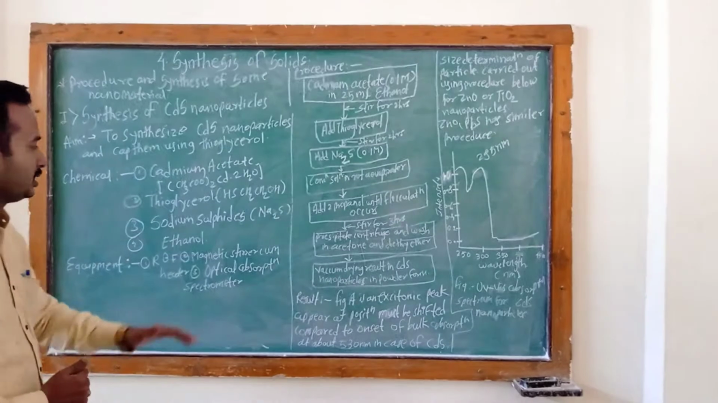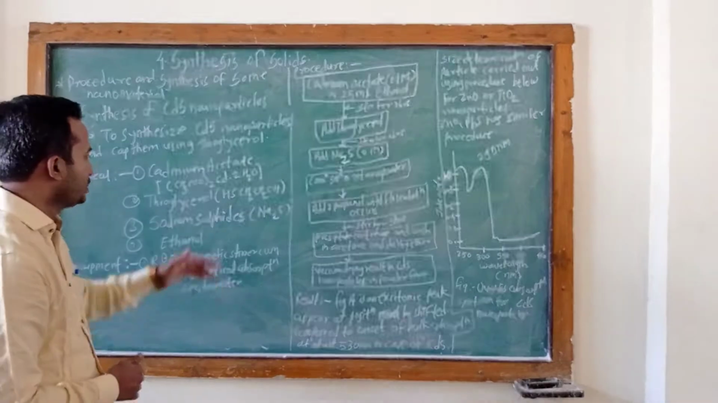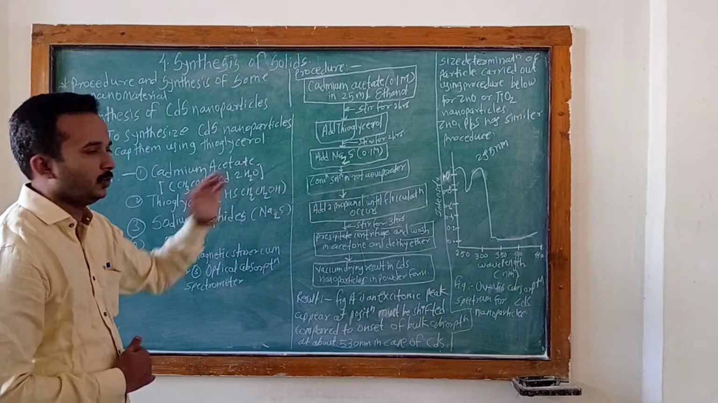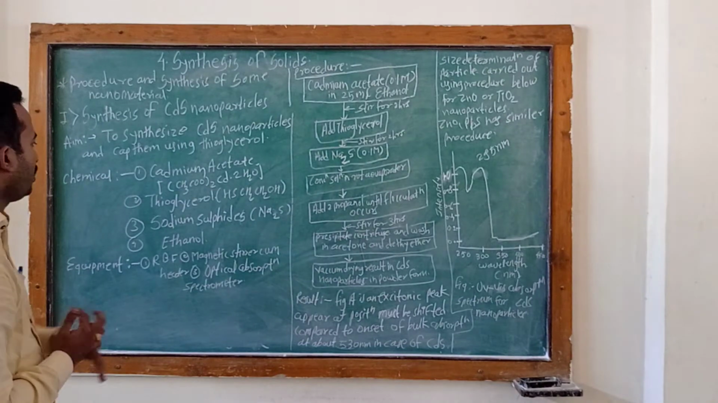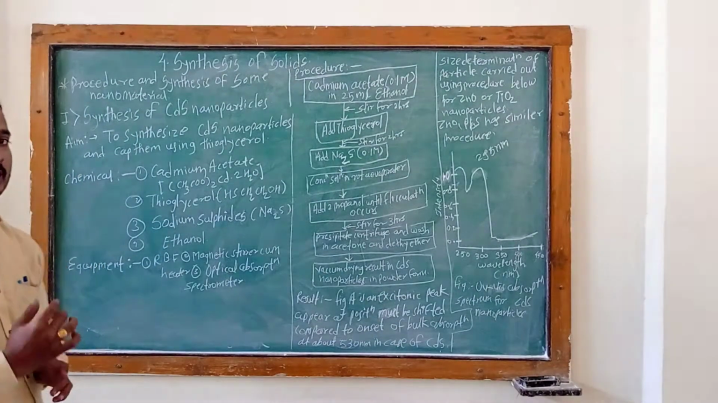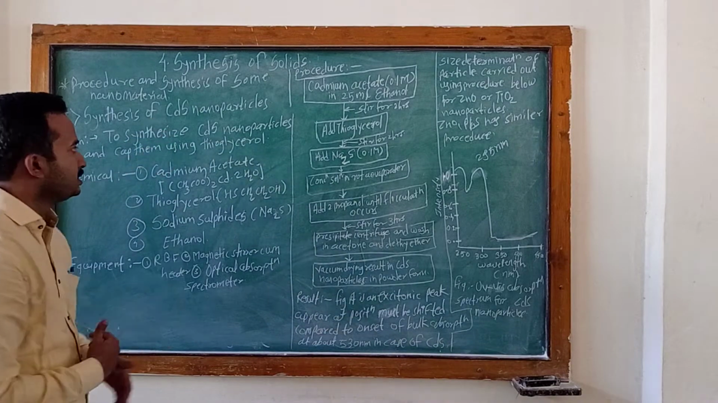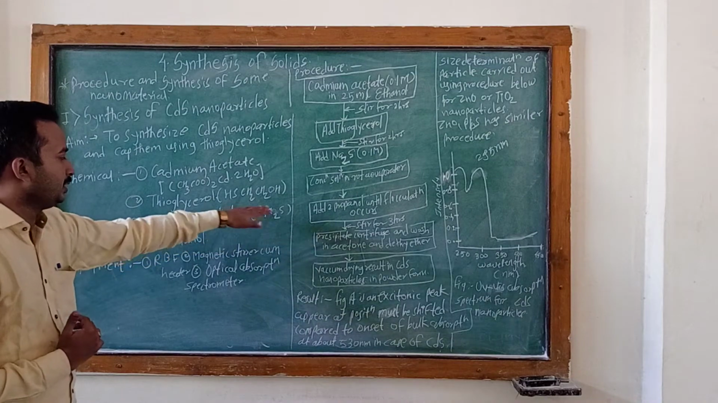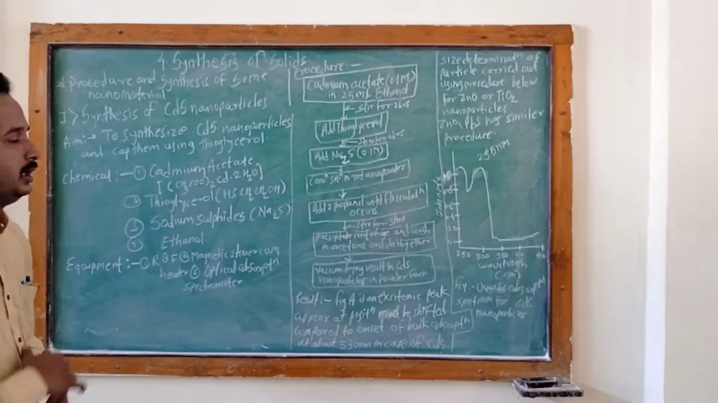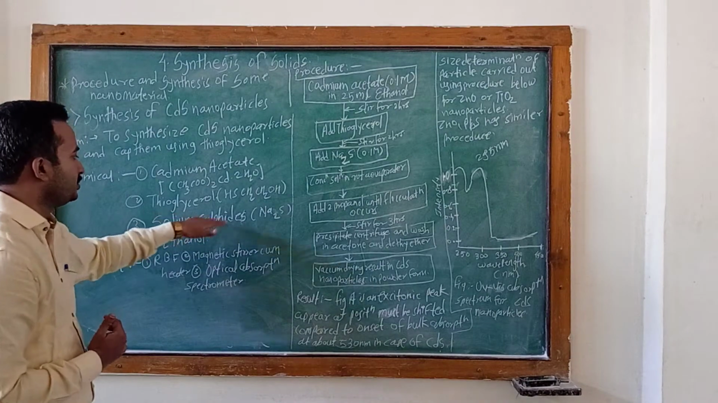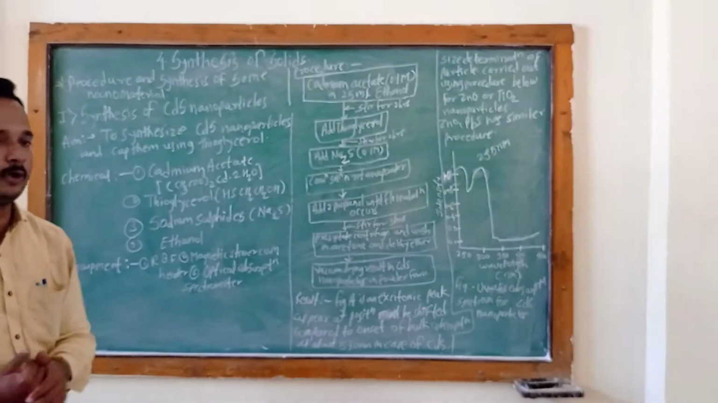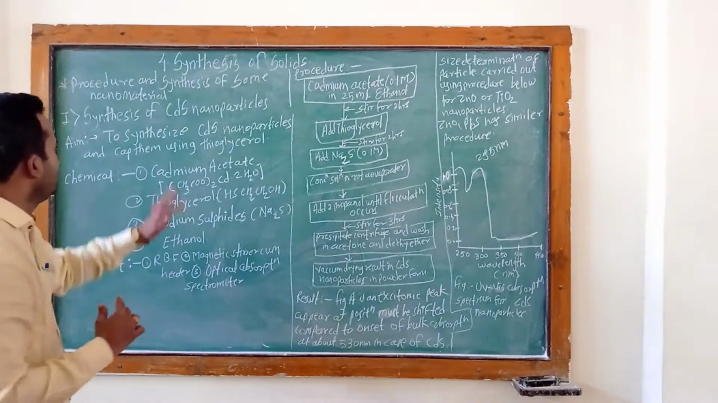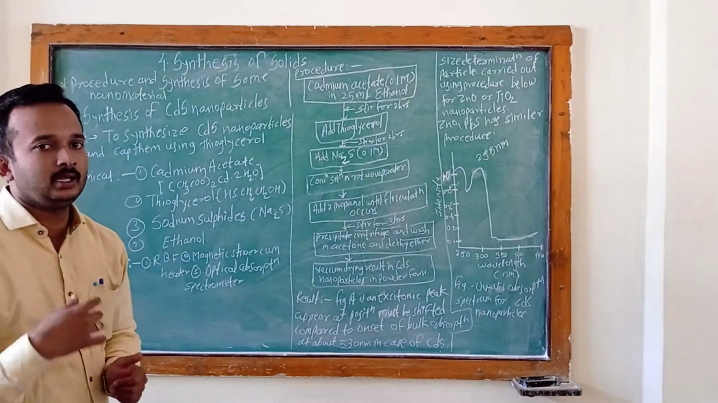Then secondly, thioglycerol. Its molecular formula is HSCH2CH2OH. This is the second chemical you use in the synthesis of cadmium sulfide nanoparticles. Third is sodium sulfide, Na2S. Its molecular formula is Na2S. We also use this sodium sulfide as a chemical in the synthesis.